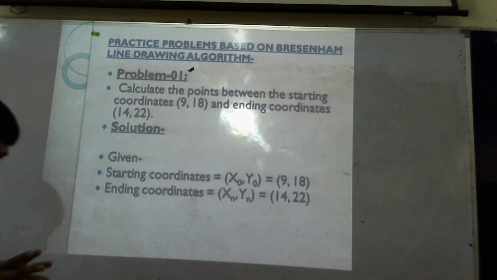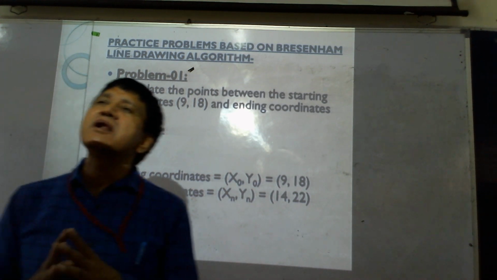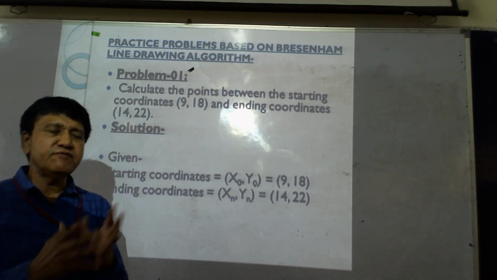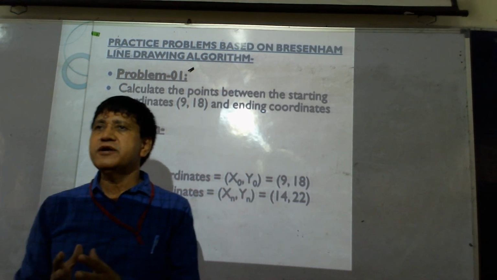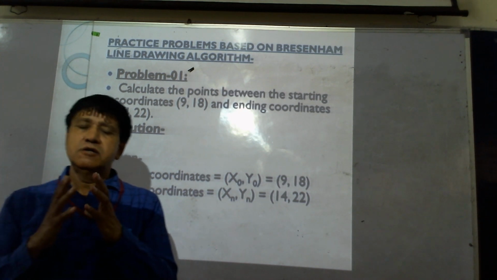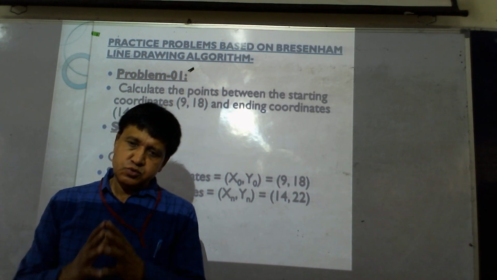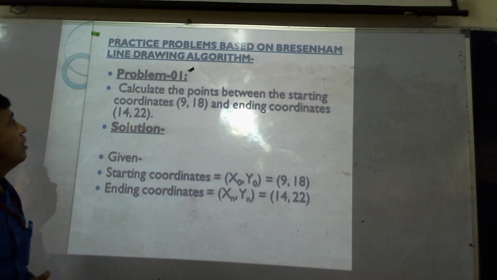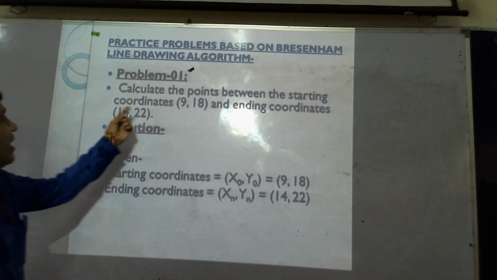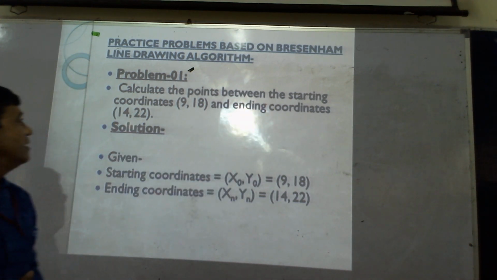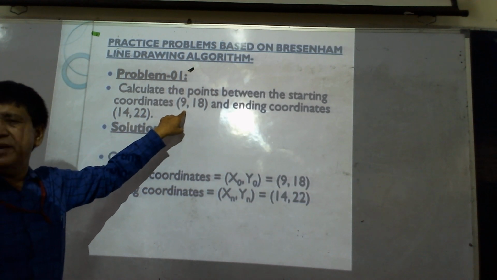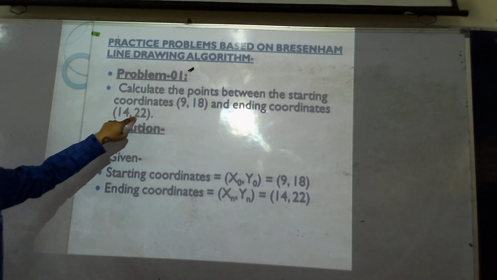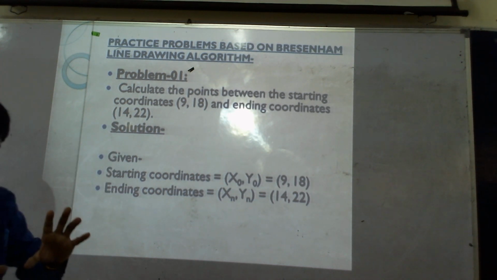Now I will discuss the method of the Bresenham line algorithm by calculating the intermediate coordinates for the given starting point and ending point, taking an actual problem to draw the line. This is the problem which is given. We have to calculate the points between the starting coordinate, which is 9, 18, and the ending coordinate, 14, 22, both already given in the question.